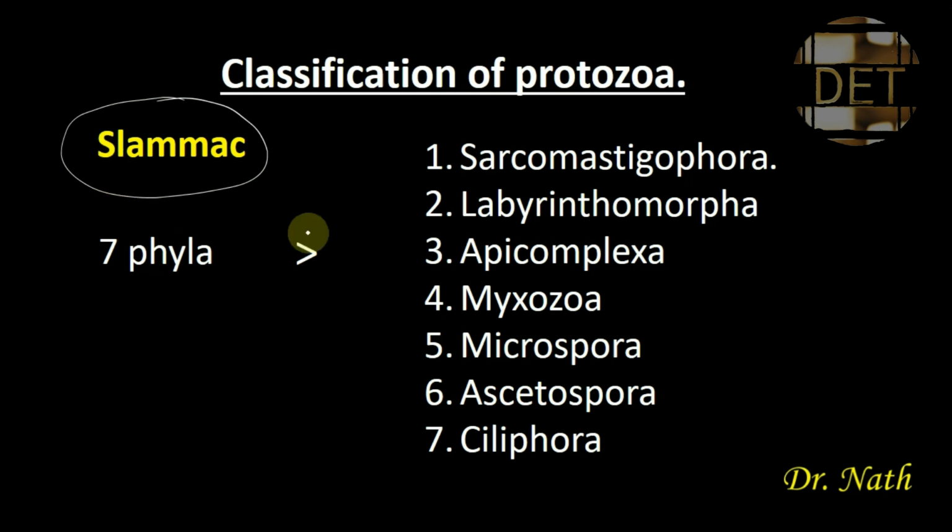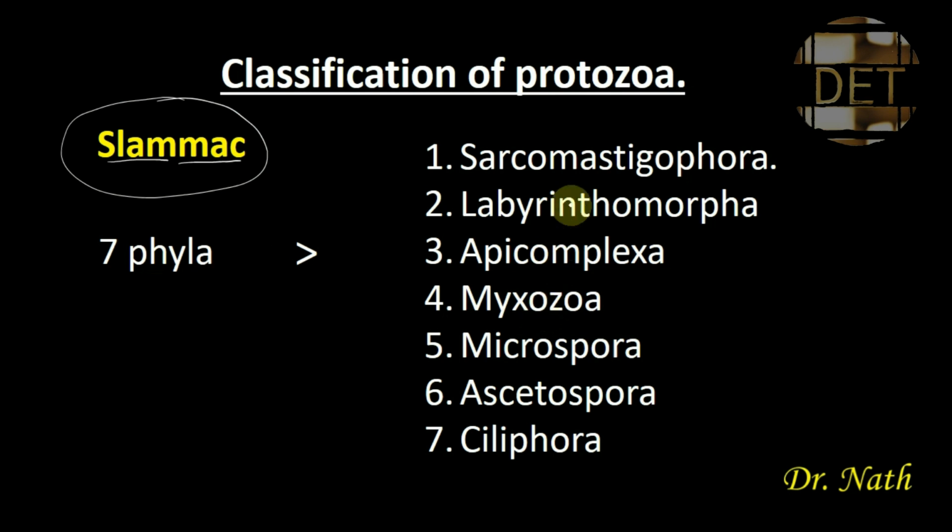The S is for Sarcomastigophora, L is for the Labyrinthodonta, the A is for the Apicomplexa, M is for the Myxozoa, the second M is for the Microspora, the A is for Acetospora, and the C here is for Ciliophora. So we can use this acronym SLAMAC to remember the 7 phyla under the subkingdom Protozoa.